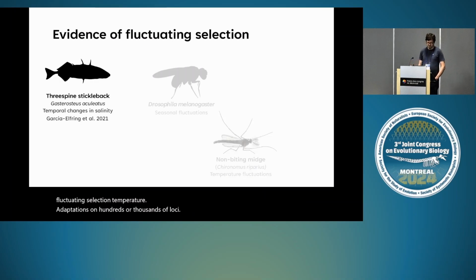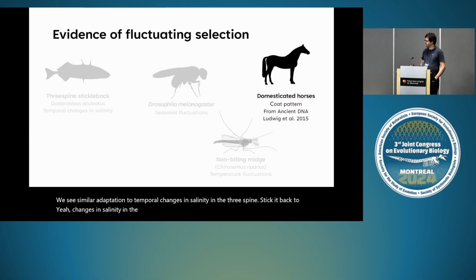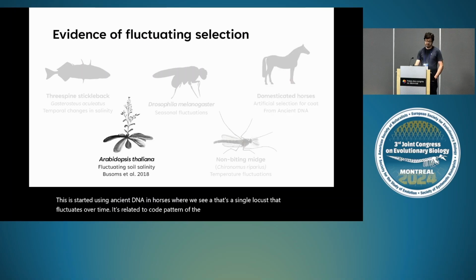We see similar adaptation to temporal changes in salinity in the 3-spine stickleback. There's a study using ancient DNA in horses, where we see a single locus that fluctuates over time. It's related to coat pattern of the horses. Then there's a study in Arabidopsis thaliana as well, adaptation again at a single locus to fluctuations in soil salinity. And there are more recent studies that I didn't put up here in Daphnia and monkey flower, where there's also fluctuating selection at multiple loci in the genome.